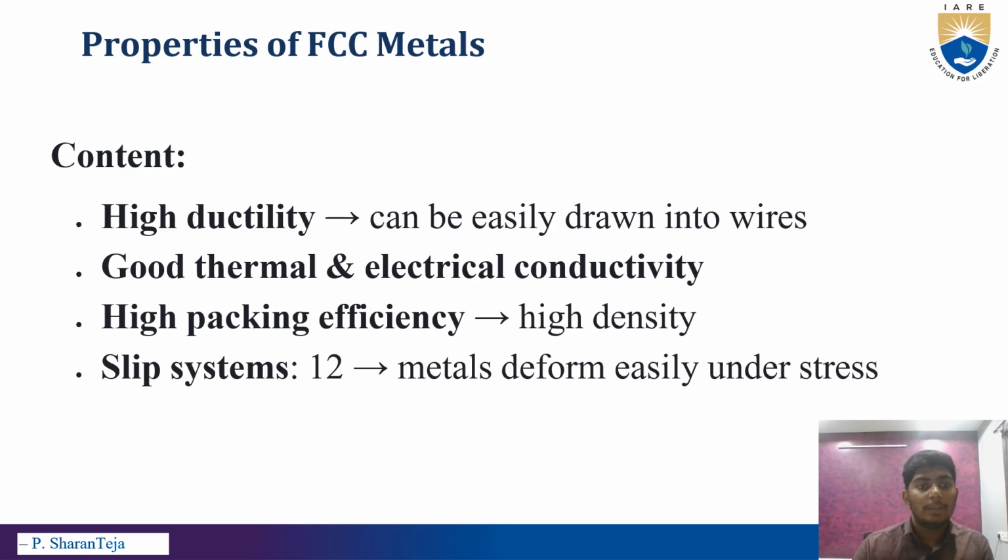FCC metals are highly ductile, can be easily drawn into wires, and also have good thermal and electrical conductivity. High packing efficiency means high density, so they are much denser. The slip systems are 12. Metal deforms easily under stress.